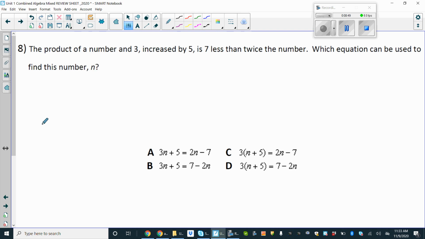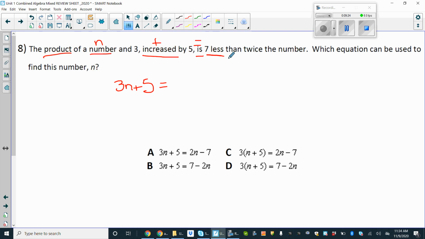Number 8. The product of a number and 3 increased by 5 is less than twice the number. Which equation can be used to find this number? N is going to be the variable. So the product is multiplication. So the product of a number, which we know is n, and 3 we write as 3n, and it's increased. We know that's a plus. So it's increased by 5, is represents the equal sign.